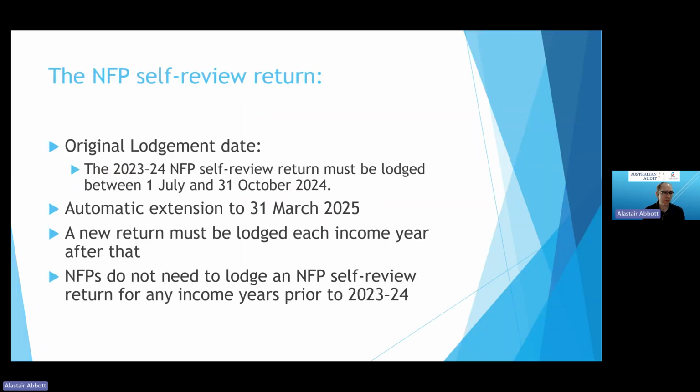So originally, if you had a 30 June 24 year end, this return would have been due for lodgement 31 October. ATO has given a blanket extension until 31 March for everyone. You don't need to apply for it. You don't need to do anything. It's simply a change in the lodgement date until the end of March.